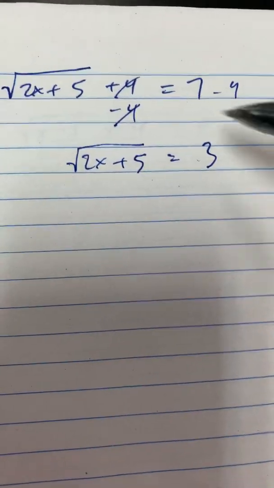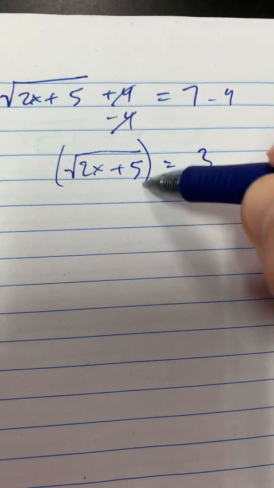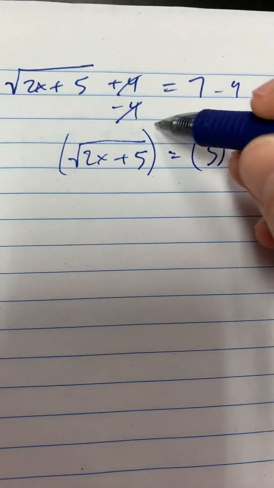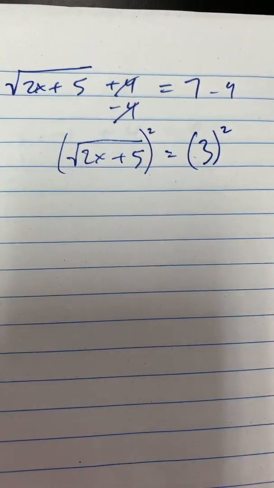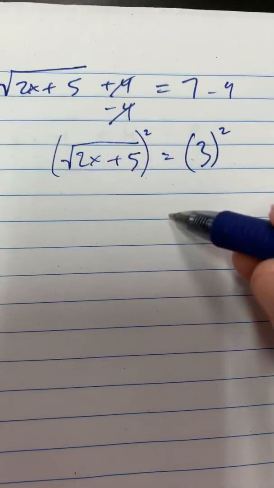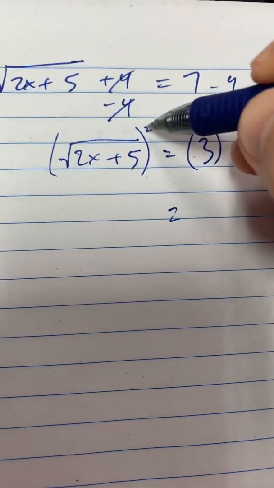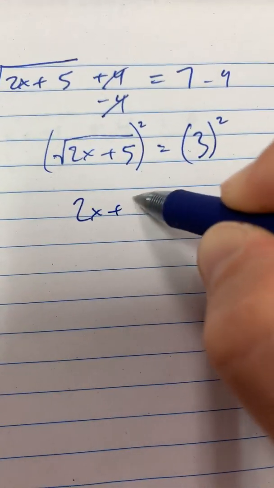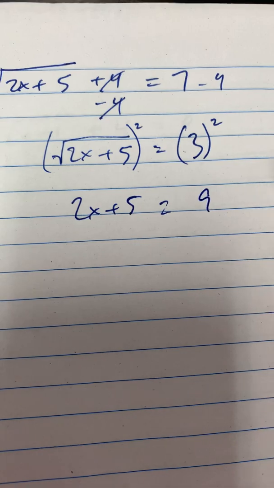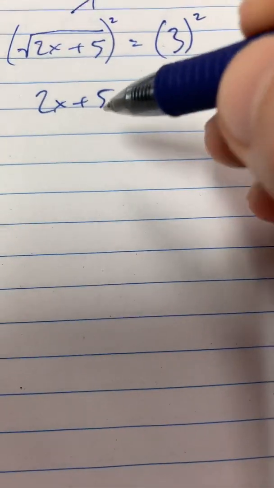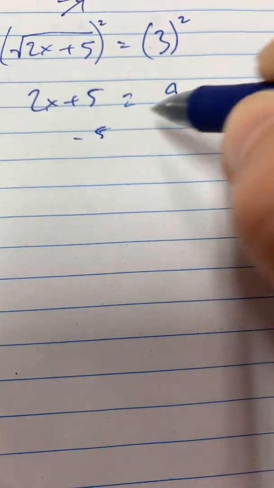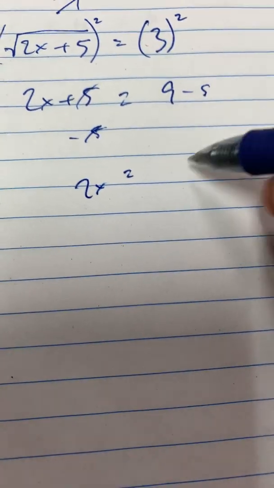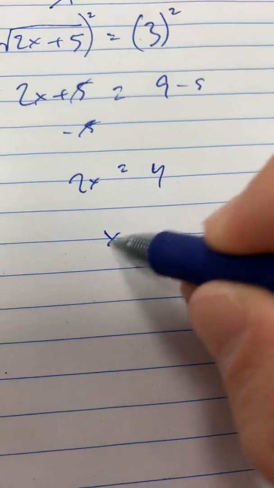Now the next thing we want to do is get rid of that radical by squaring it. But whatever I square on this side, I have to square on this side. So this square gets rid of that radical sign, and we're just left with everything that's under the radical there. And now we just solve. So we subtract 5, and we're left with 2x equals 4. And then x equals 2.